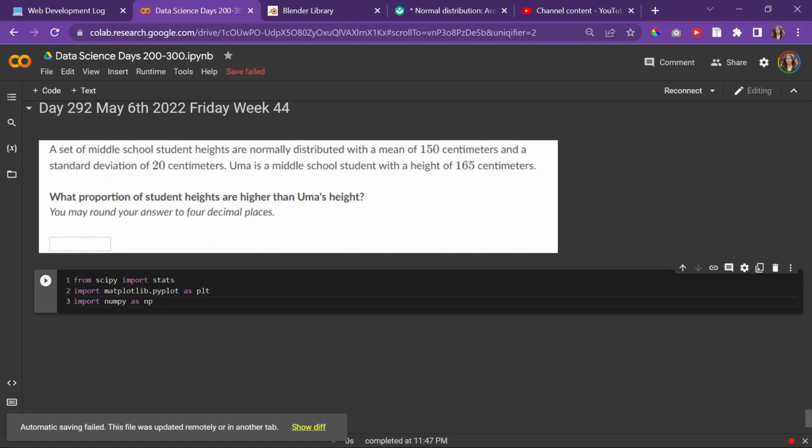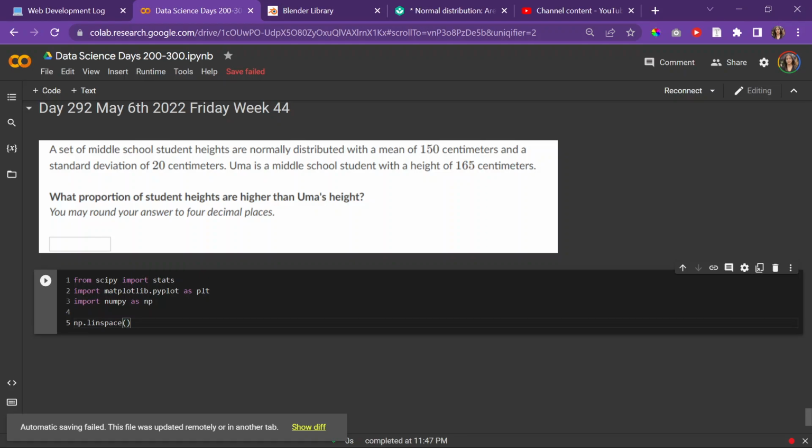Matplotlib is a visualization library. That's how I'm going to visualize the distribution for you. And NumPy builds on arrays, like numbers, and that's how I'm going to get my x values, and I'll show you how that's done in a second. So we'll start with np.linspace. Linspace is a function from NumPy that lets you set a domain.